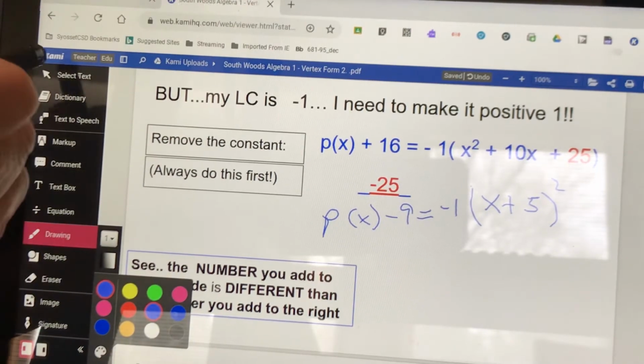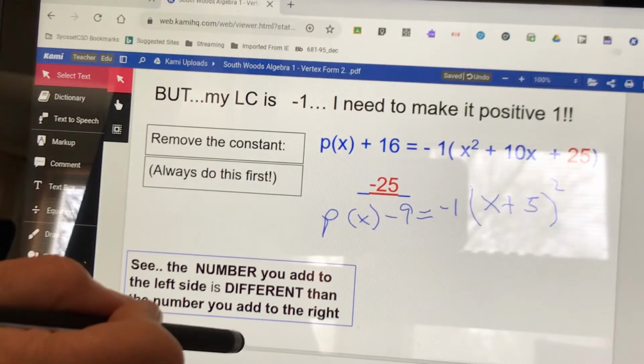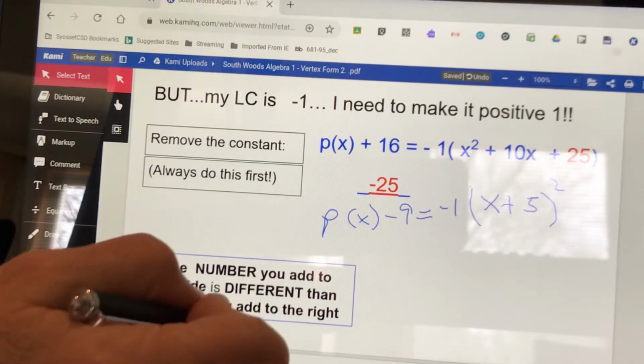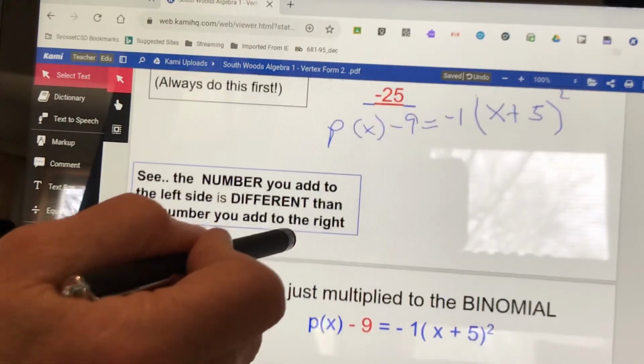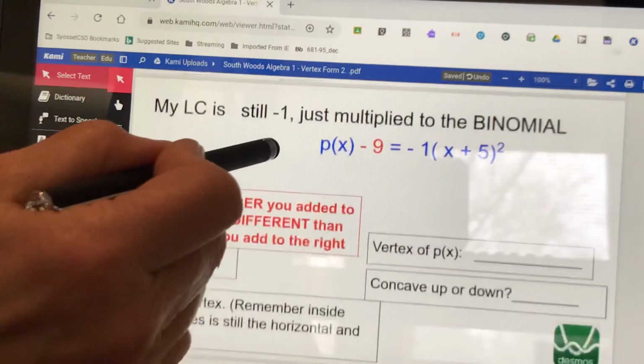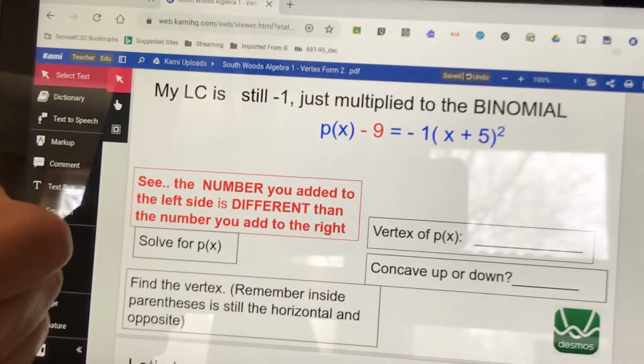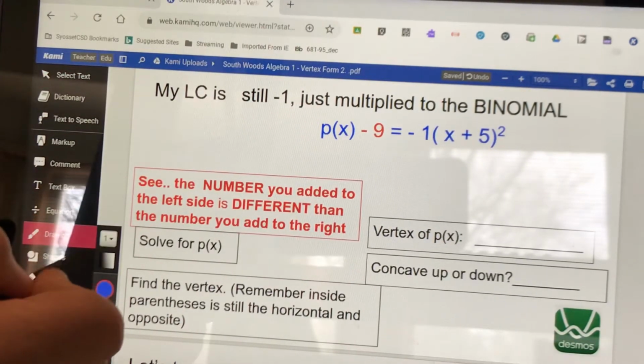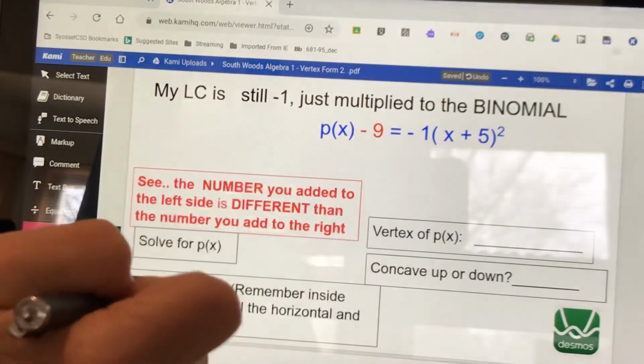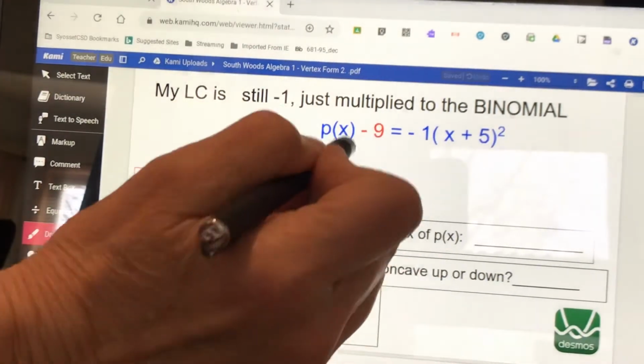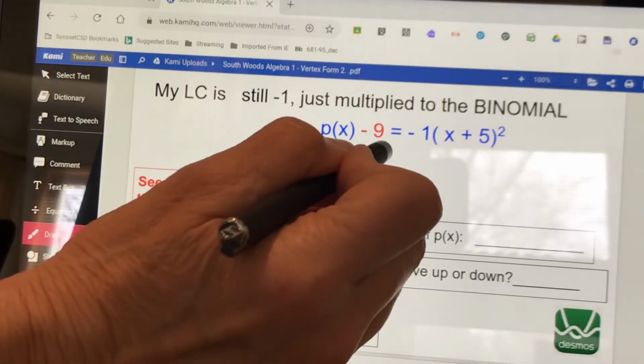We have one more thing to do. Notice how the negative 1 is now still the lead coefficient. It's just in front of the parentheses. We have one more thing to do, and that is to add 9 to both sides to solve for p of x.